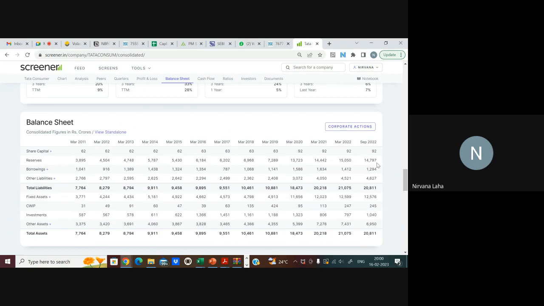So suppose somebody wants to purchase this company. This is the book value of equity. This company won't be sold at this value, whatever, 14,900 crores. It will cost the other company 30,000 crores to buy this.